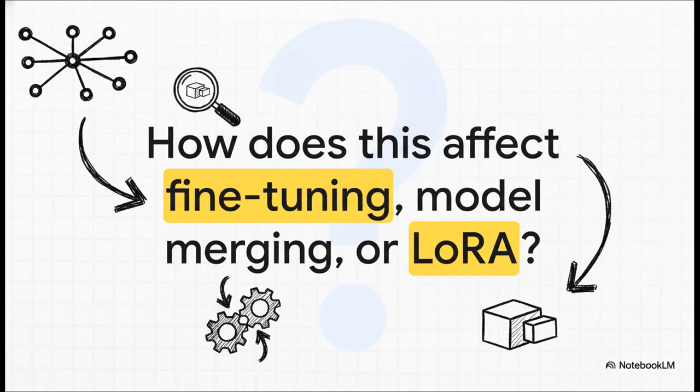But you know, a really great paper always leaves you with more questions. They've absolutely nailed the case for pre-training. But what about everything that comes after? How does having this new superpower, this selective access to different depths, affect things like fine-tuning? Or what about model merging? Or techniques like LoRA? Does this change how those work? We don't know yet, and that's a super exciting area for new research.